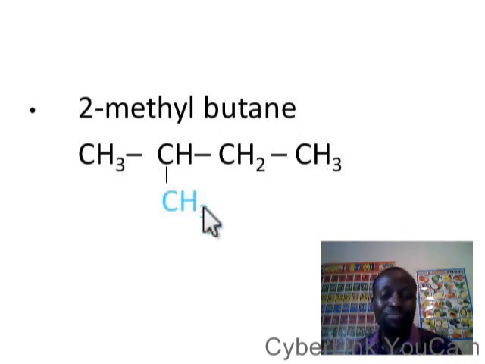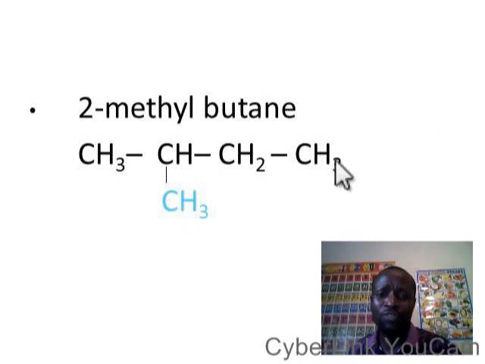This is a branched chain. It is therefore called an attachment. What is the name of this attachment? It is methyl. What number of carbon atom does this methyl attach to? It is attached to number 2.